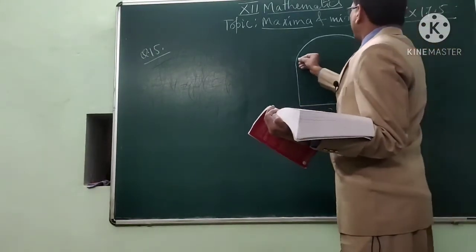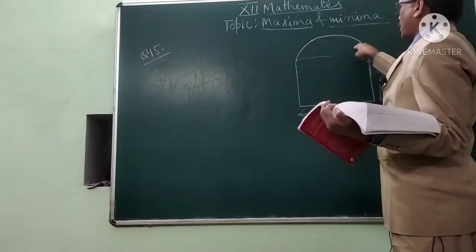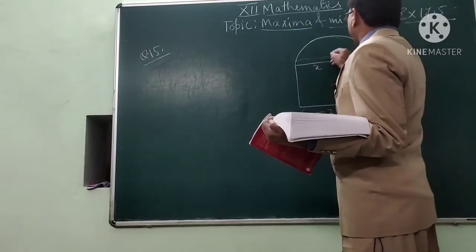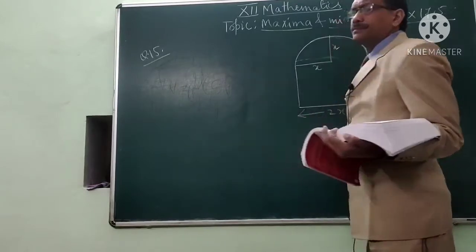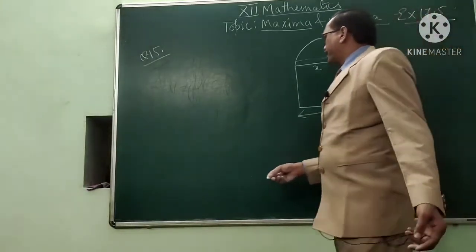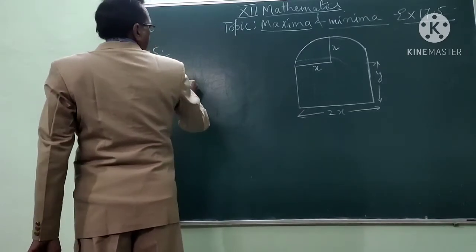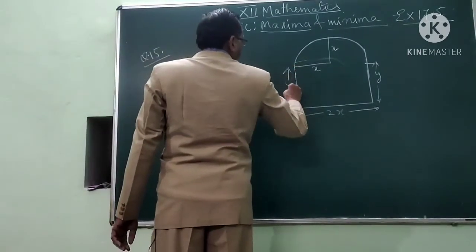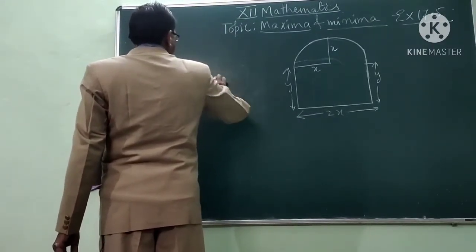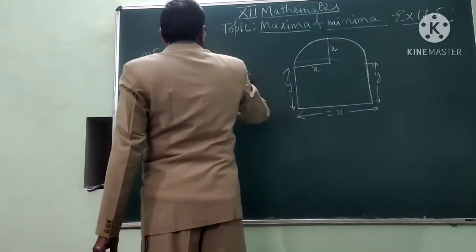And the diameter of this semicircular part is 2x and radius is x. This part is also x. Then the total perimeter of the window, let it be P. It is 2x plus 2y plus this part is pi x.